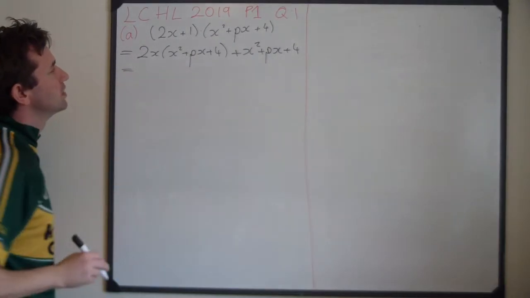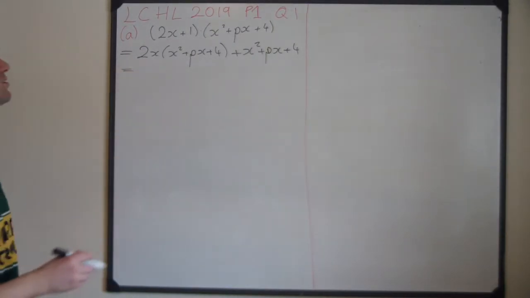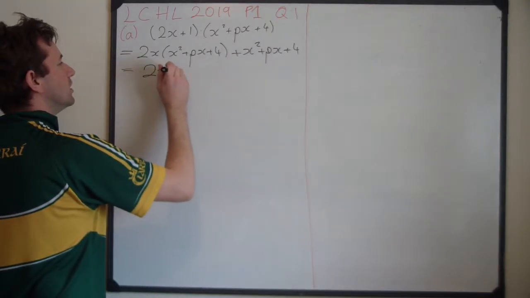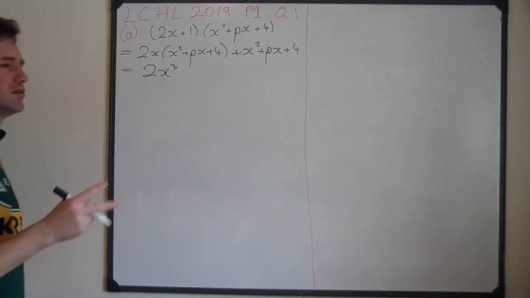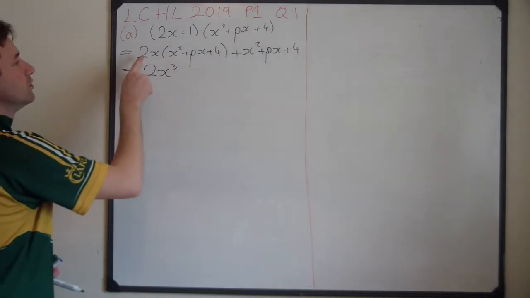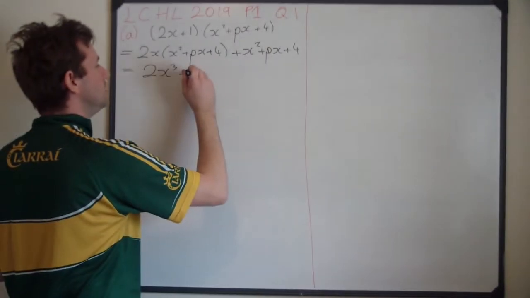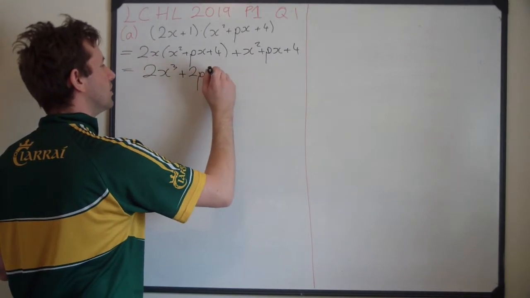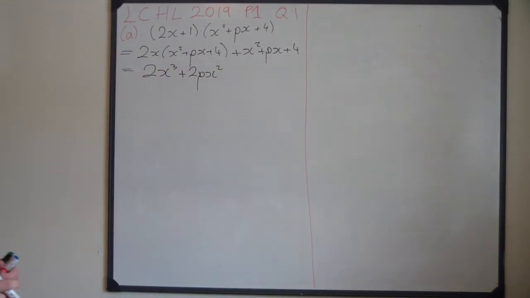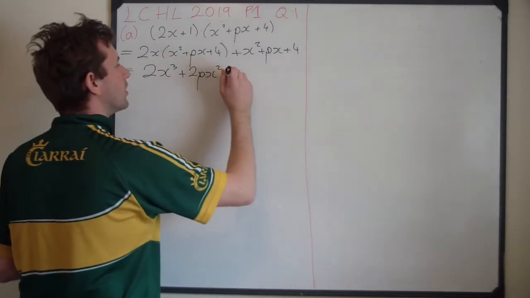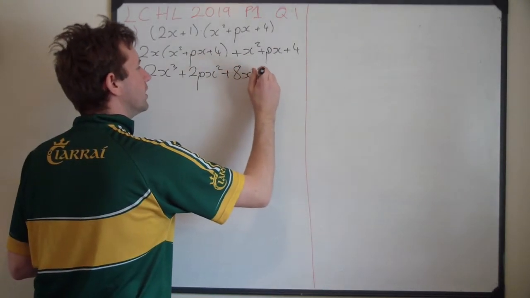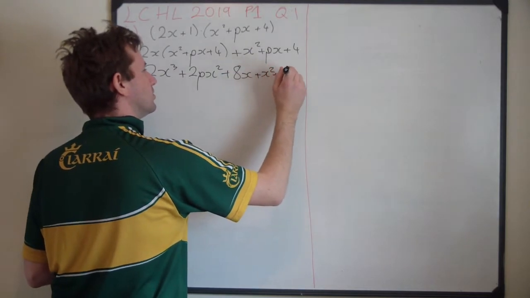Now one of the things that you're using here, well, this one is easy. 2x by x squared is 2x cubed. And the next thing that you're using is that the order of multiplication doesn't matter. So when you're doing 2 by x by p by x, you can do the 2 by p first and get 2p. And then you can do the x by the x and get x squared. And finally we'll do 2x by 4, giving us 8x. And we still have x squared plus px plus 4.